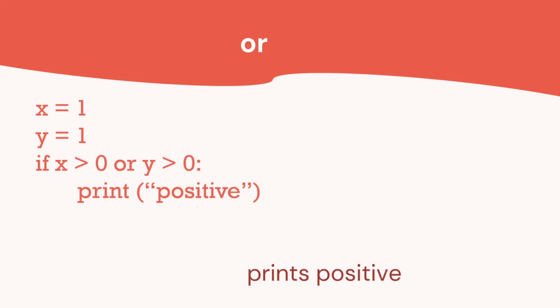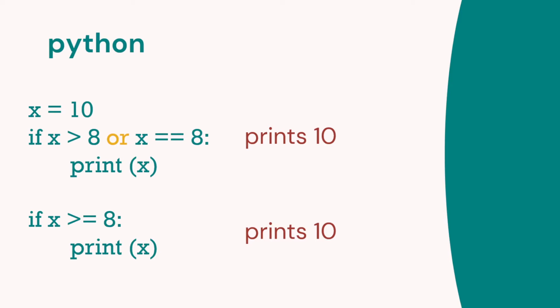So we can see the example again. If X or Y is greater than 0, print positive. That will print positive. We've changed the AND to an OR here. But the difference now is that when Y is 0, it does print positive. Because with the OR operator, we still have two conditions, the same as the AND operator, but here only one of them needs to be true. So we can see that in code.